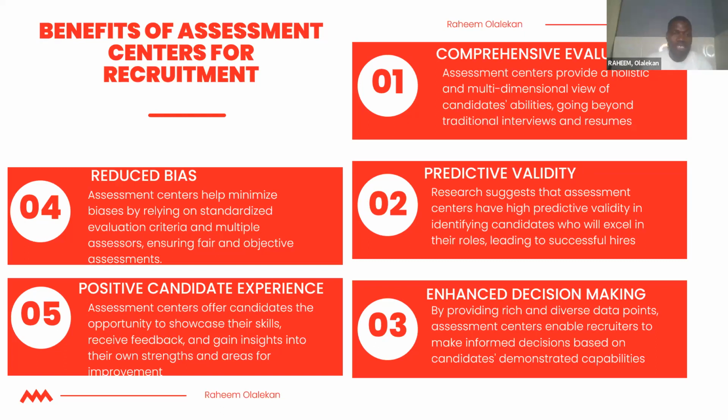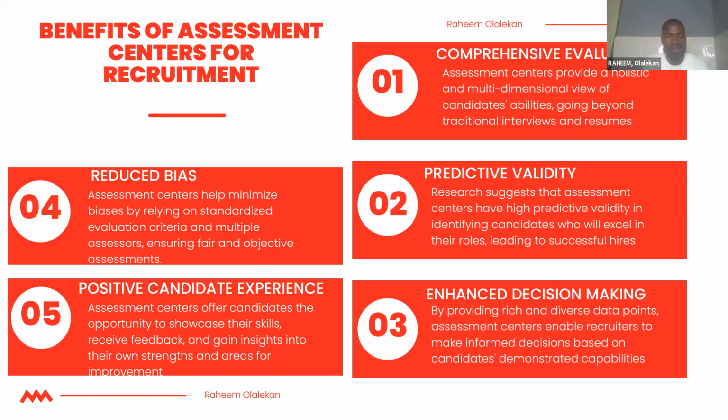Okay, another one is that it reduces bias. I think I've explained this. We have 4 or 5 assessors. If you fall in love with a candidate and rate the candidate high, the other 4 assessors' ratings matter more than your own rating. Meaning bias is totally overruled in assessment center, most especially once the assessment center is used for recruitment.